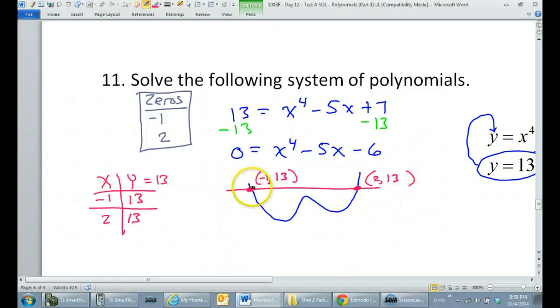Alright, which makes sense. It's a horizontal line. Of course, all of the y values will be 13. So that's it. These are the two solutions. I just feel like recopying it over here. -1, 13 and 2, 13.